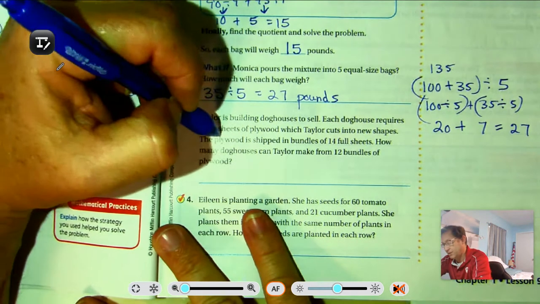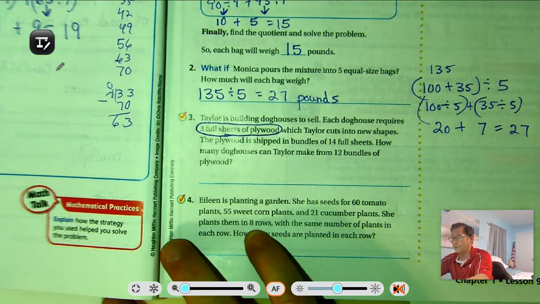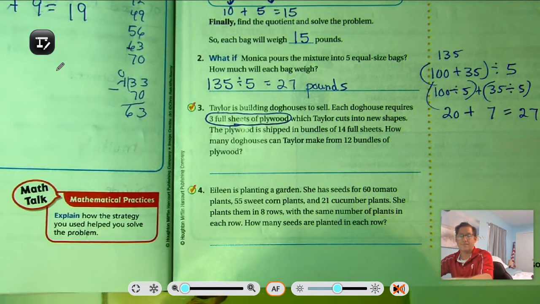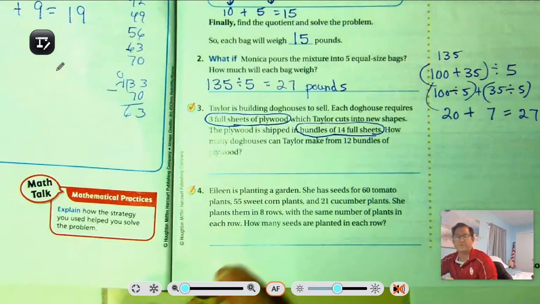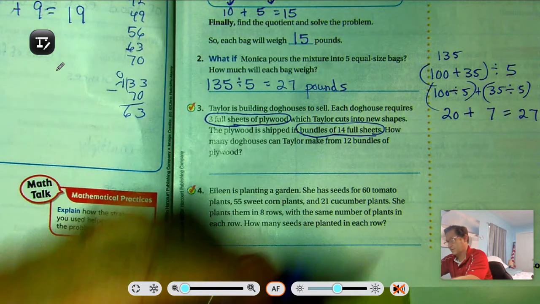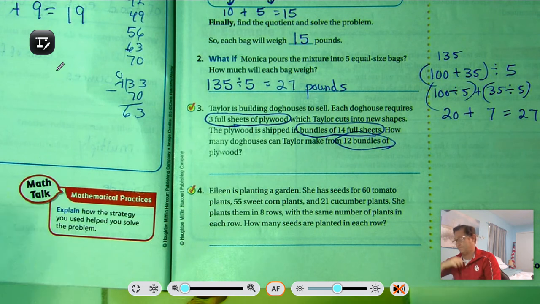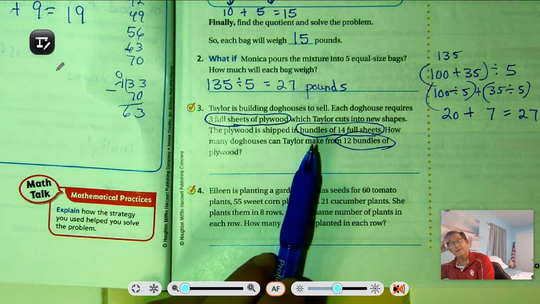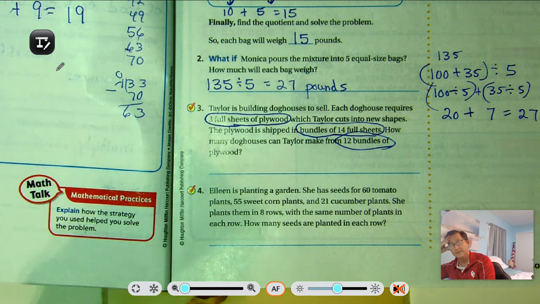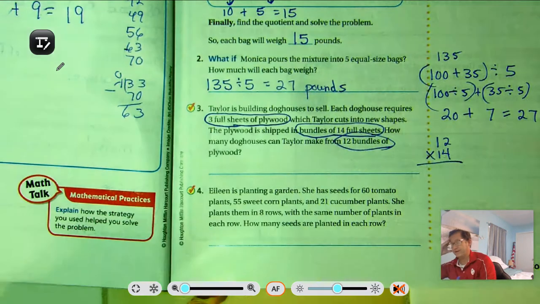All right, so let's see. Each doghouse, 3 sheets. So if I make one doghouse, I need 3 sheets of plywood. But they come in packages of 14 full sheets. Taylor bought 12 bundles. So we got a couple things we need to do here. We need to figure out how many total sheets of plywood he has. So he bought 12 bundles, and there's 14 full sheets in each bundle.